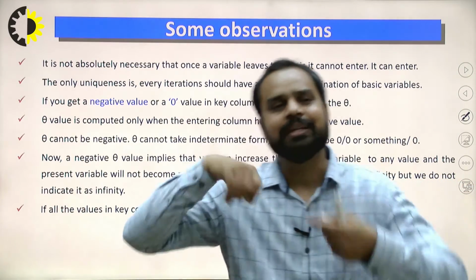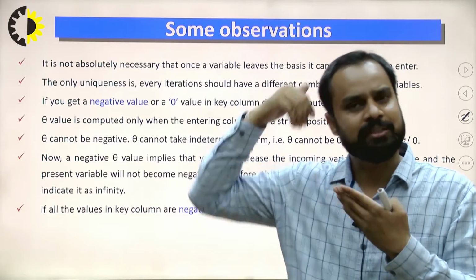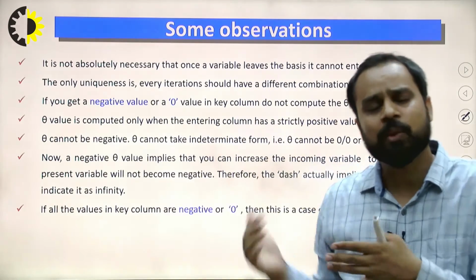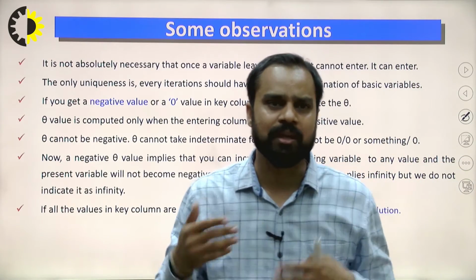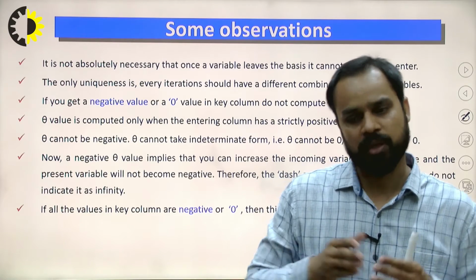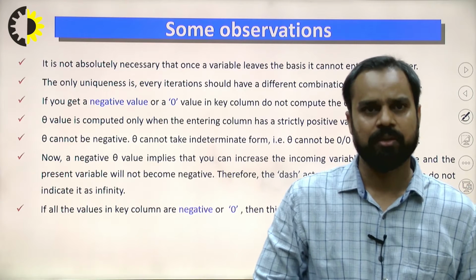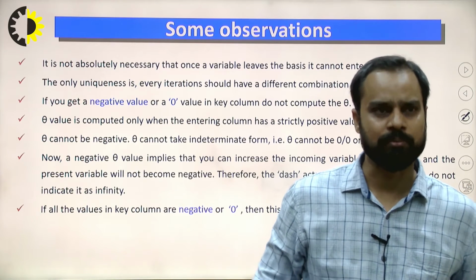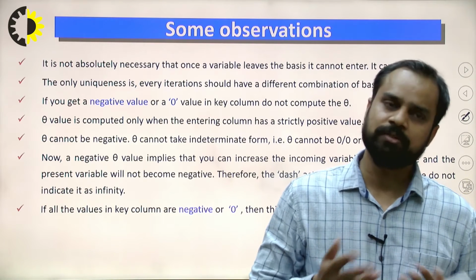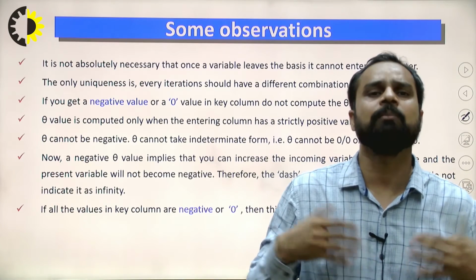Generally, a negative theta indicates you can increase the value up to any limit. You can increase it up to infinity without any disturbance, and it will still satisfy all the constraints. So that can't be the solution of the problem. That's why this case generally occurs in the case of unboundedness.